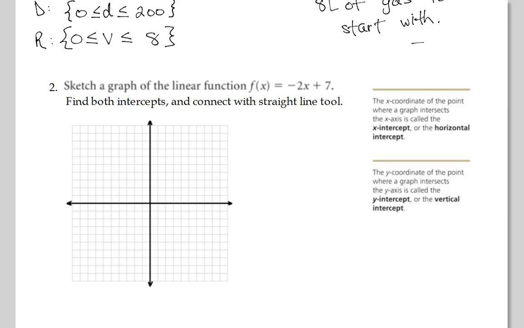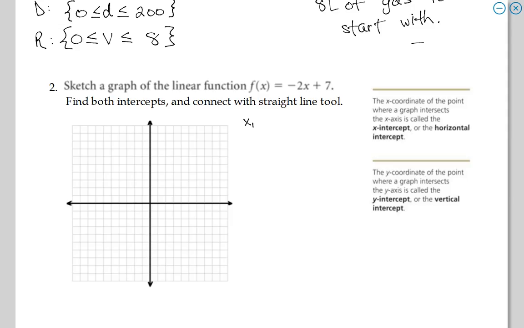How many points do you need to make a line? Is it enough to just have 1 point? Is it enough to have 2 points? Yeah, all you need is 2 points and a straight edge. So it's nice if you want to sketch a graph, if you don't want to build a table, just use, and this is only true for linear functions, just use the x-intercept and the y-intercept.